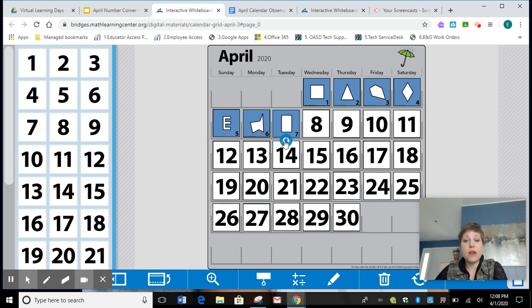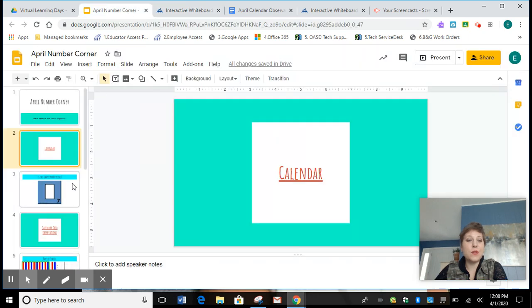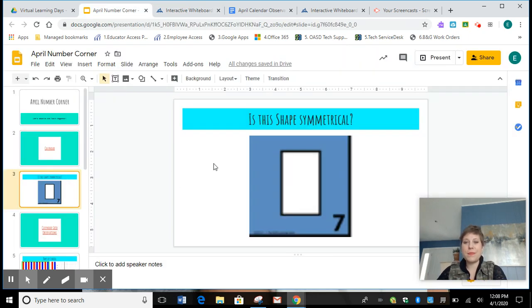Oh, and I'm noticing right away it's a familiar shape to us. Let's take a closer look at this shape. We see it has 4 sides and 4 vertices, so we know it's a type of quadrilateral. Do you know the name of this shape? You're right, it's a rectangle. We know it's a rectangle because not all the sides are the same length. So we have 2 sides that are longer and 2 sides that are shorter, and they're going perpendicular to each other. So now we need to decide, is this shape symmetrical?